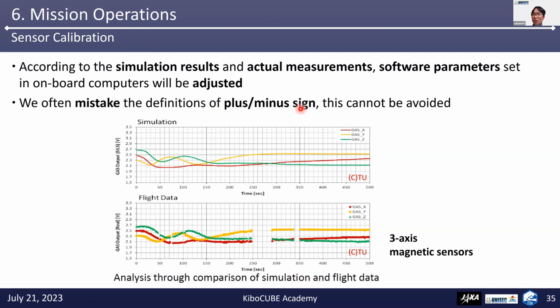This really often happens, and I can say we cannot avoid it completely. So we need to prepare to change the plus and minus, or multiply by 0.9, 0.8 or something. So this kind of adjusting commands must be prepared. Otherwise, we cannot control the satellite because of this kind of very easy mistakes.